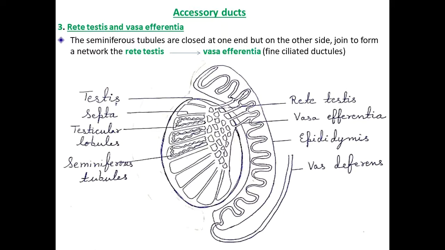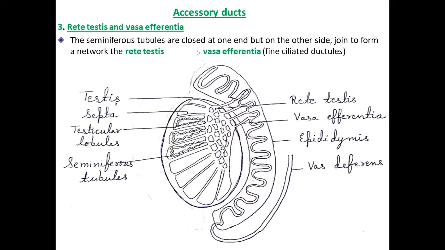a network. वहाँ पर एक जाल सा बन रहा है, एक नेटवर्क बन रहा है, and that mesh, a network, is called Rete testes. Is it okay? Repeating. Seminiferous tubules कहाँ open कर रही हैं? In the Rete testes.